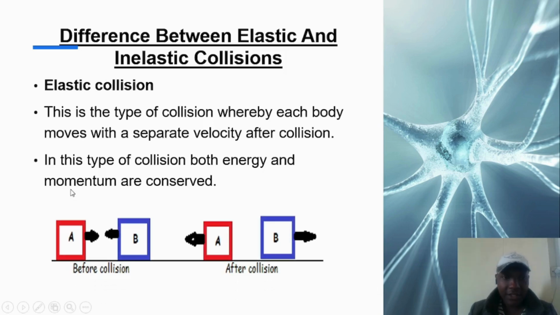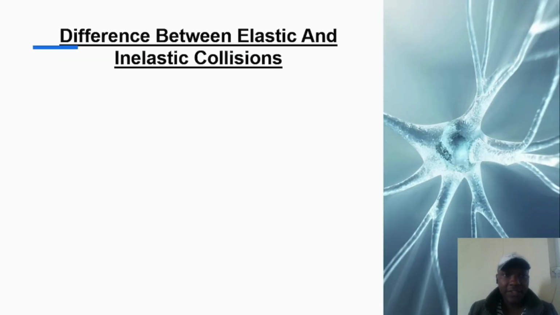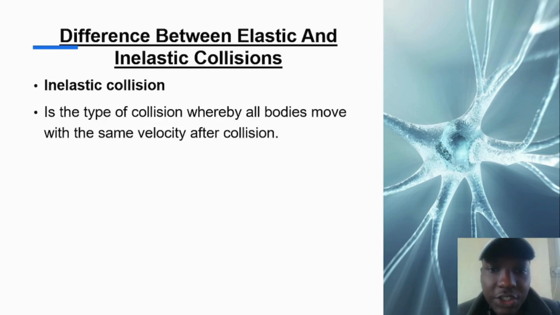And here is the illustration. For example, these two bodies before collision are moving in these kinds of directions. Now after collision, they move apart, but they move at separate velocities. But in that case, both energy and the momentum are conserved. So that's elastic collision.